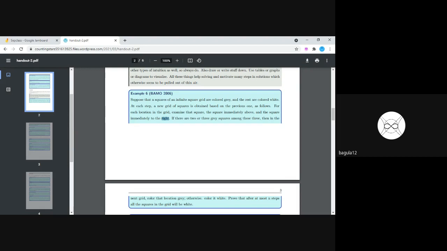So we have to examine the next one, right? I didn't understand exactly what you're saying. Suppose we have a square, then the process says that we have to examine that square, the square immediately above it, and then immediately to the right of it. So this just means that the next squares are the ones on the top and the right.